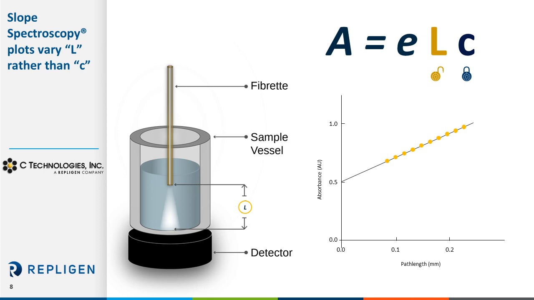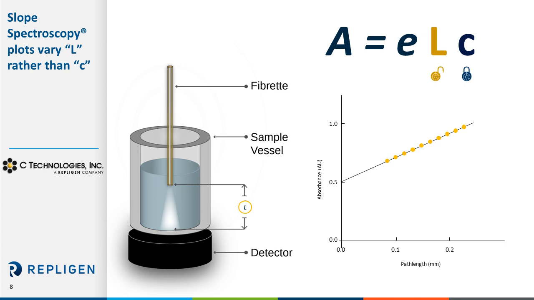Slope spectroscopy, again, still a UV-based technique. The difference in what we're doing here is we're varying the path length. So L is the variable in the equation, while the concentration is the constant, which is untouched.